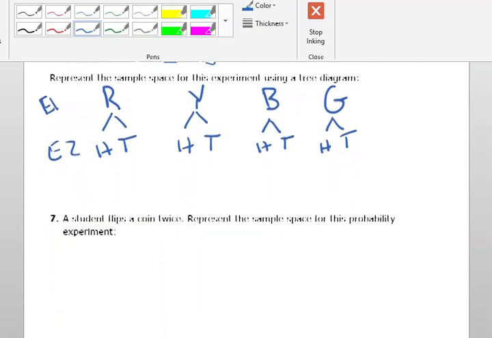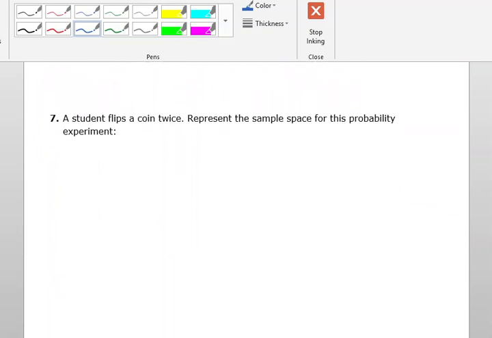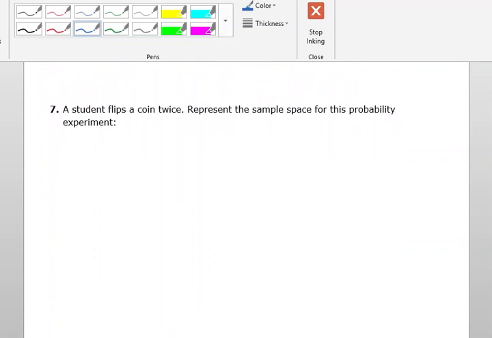Number 7. A student flips a coin twice. So those are my 2 events. Represent the sample space for this probability experiment.